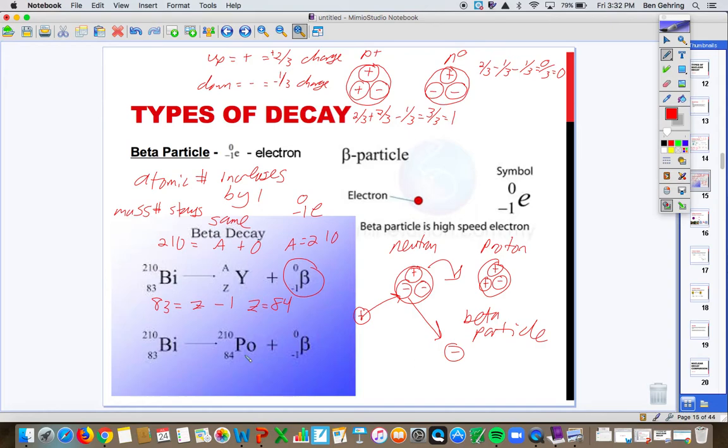And that's shown here. Again, you're going to get a chance to practice this on the next slide, but I just want to give you the basics, a little bit of practice, and then we'll give you a chance to work through some on your own. So that's alpha and beta.